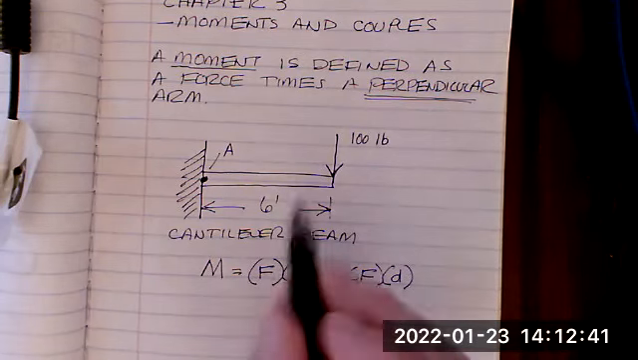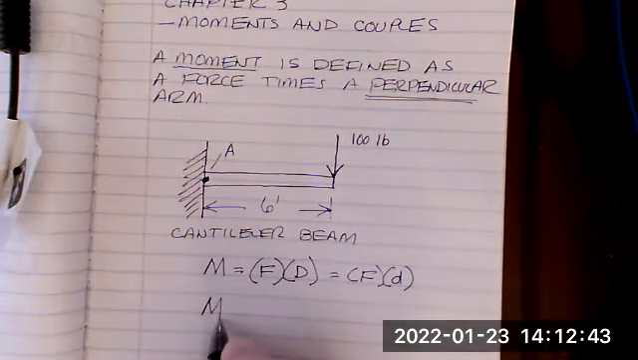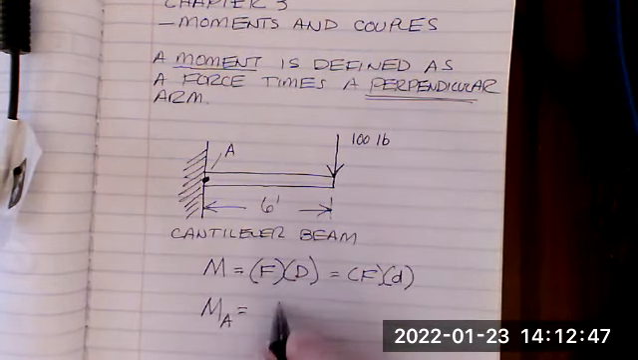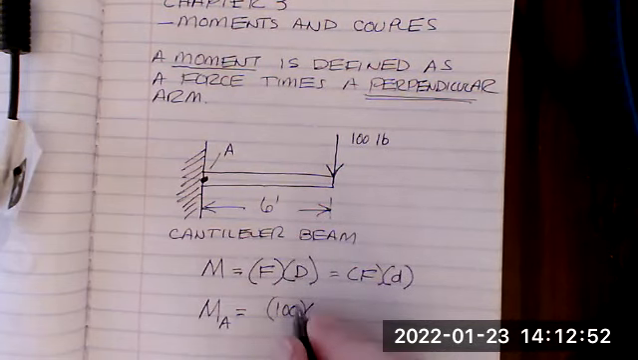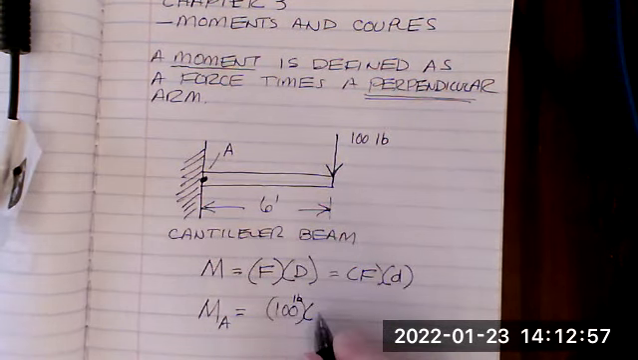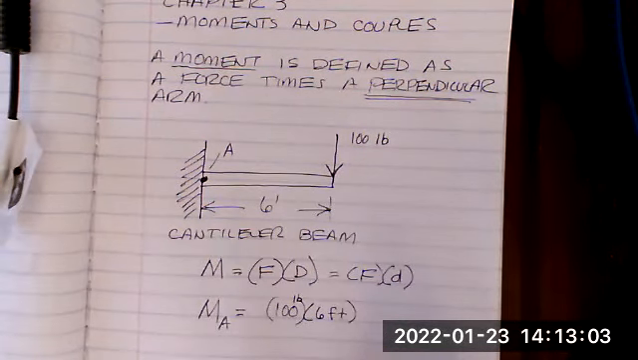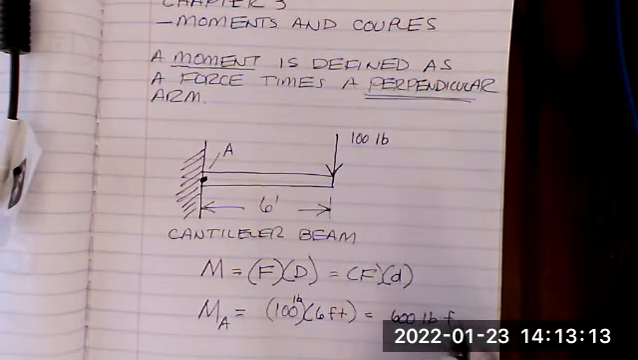Now, our force is 100 pounds. So the moment about A equals force, which is 100 pounds, times 6 feet. So that's going to equal what? 600 pound feet.